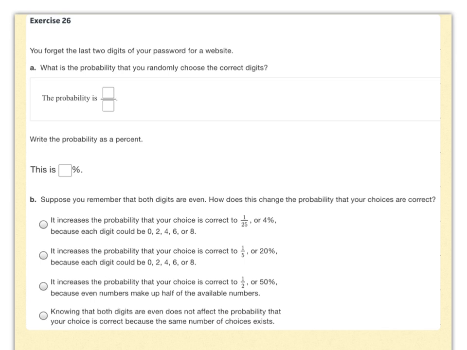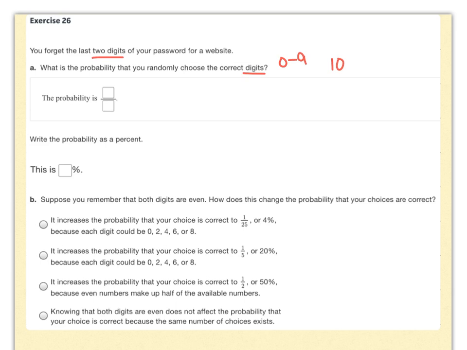Number 26 is very similar. It says you forget the last 2 digits of your password for a website, kind of like what we were just talking about. What's the probability that you randomly guess those correct digits? Well, digits is the key word here. Those are numbers 0 through 9, and there are 10 digits, right? Every time you hear the word digits, just think that's 10 possibilities. 0 through 9 is 10 numbers.